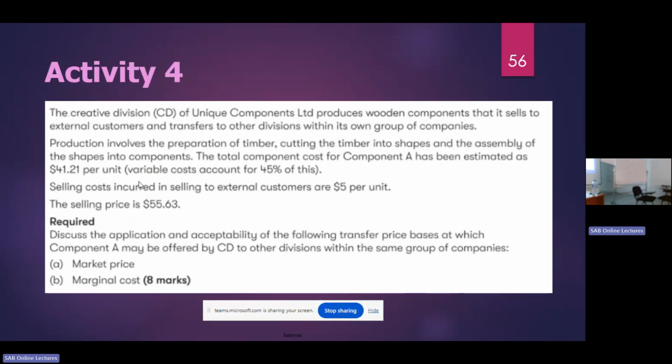Then the selling price is 55.63 to the outside, right? This CD, you can sell this component to outside at 55.63. That is, by incurring the selling cost of 5. So the net external sales revenue is 50.63. And if you go with a market price approach, the transfer price should be 50.63. Is that clear? Transfer price should be 50.63, not the 55, right? Because you are incurring 5 selling cost when you sell outside. Internal transfer has no selling cost.